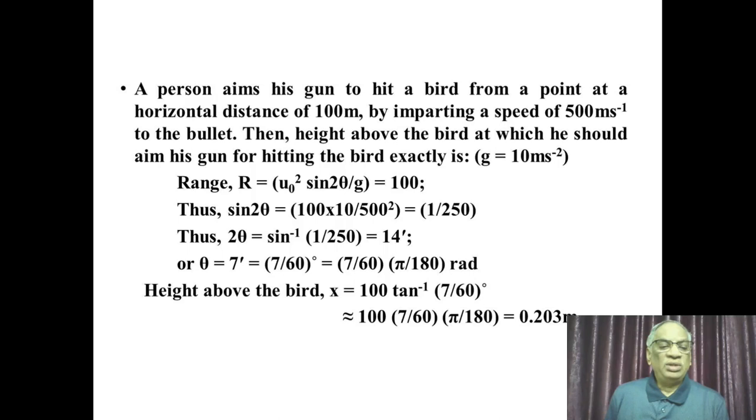So using g equal to 10 meters per second square, we can calculate range is equal to u naught square sine 2 theta by g, that is 400 meters. So sine 2 theta is equal to g times the range by u naught square. The angle of projection can be calculated as 7 minutes, sorry, not degrees, 7 minutes. That is 7 by 60 times pi by 180 radians. So the height above the bird is 400 times tan of 7 by 60 degrees. That is, you will get 0.203 meters, about 0.2 meters above the bird. He has to aim his gun there so that it will go and hit the bird exactly.